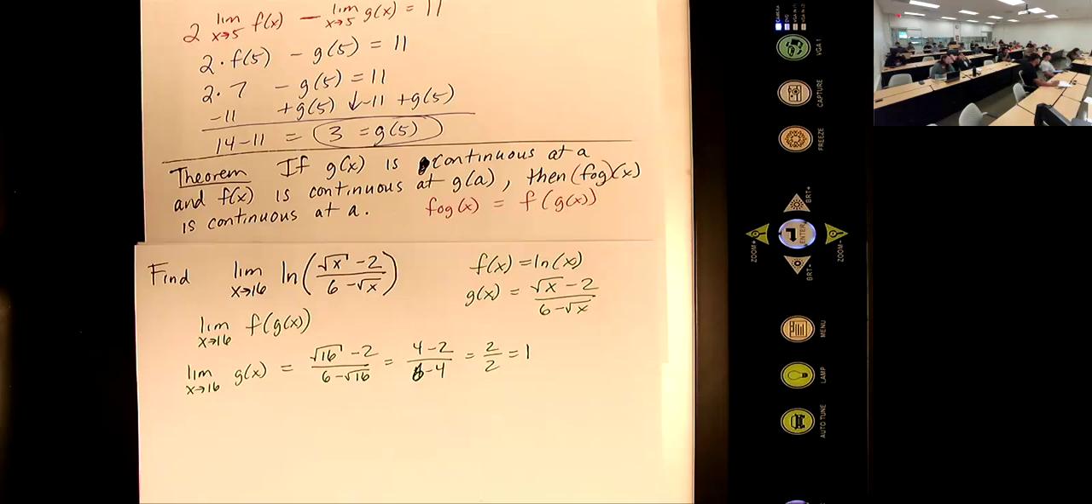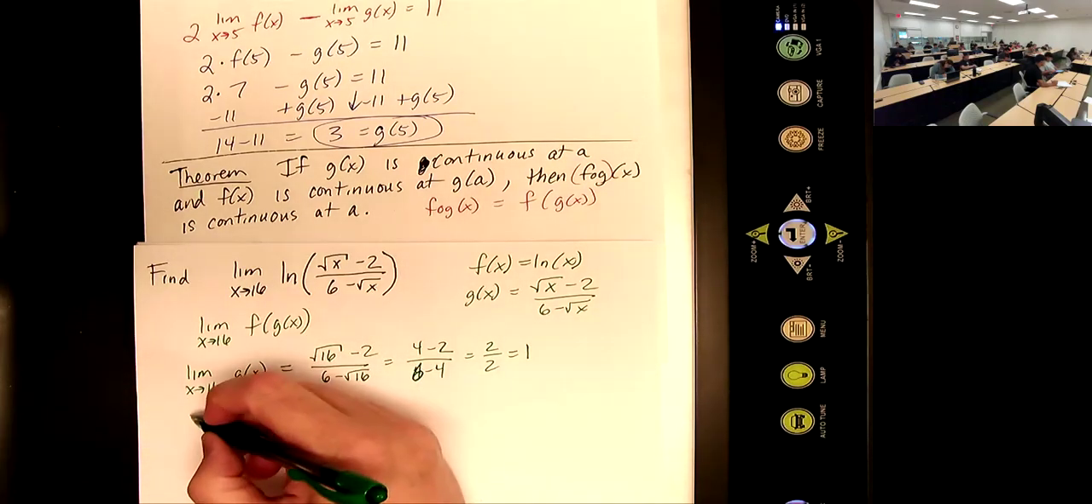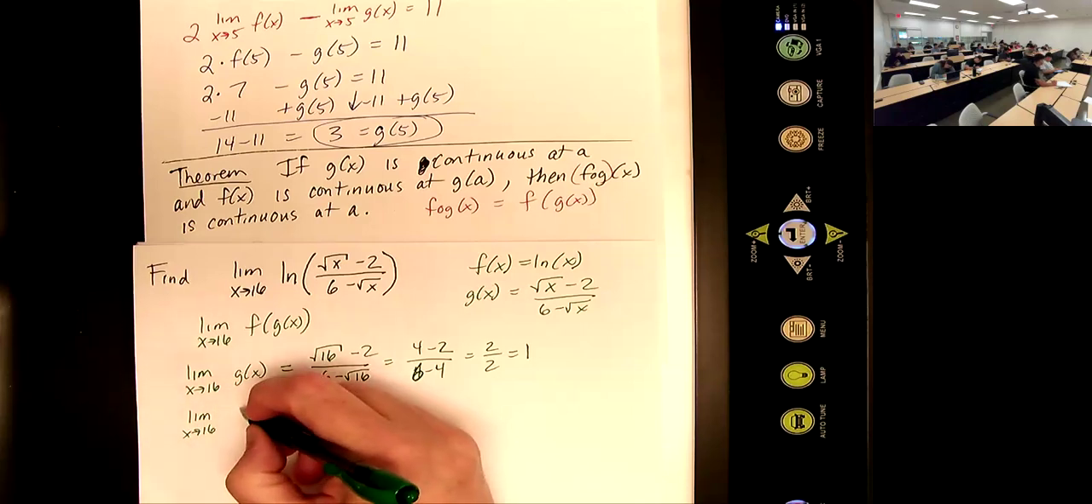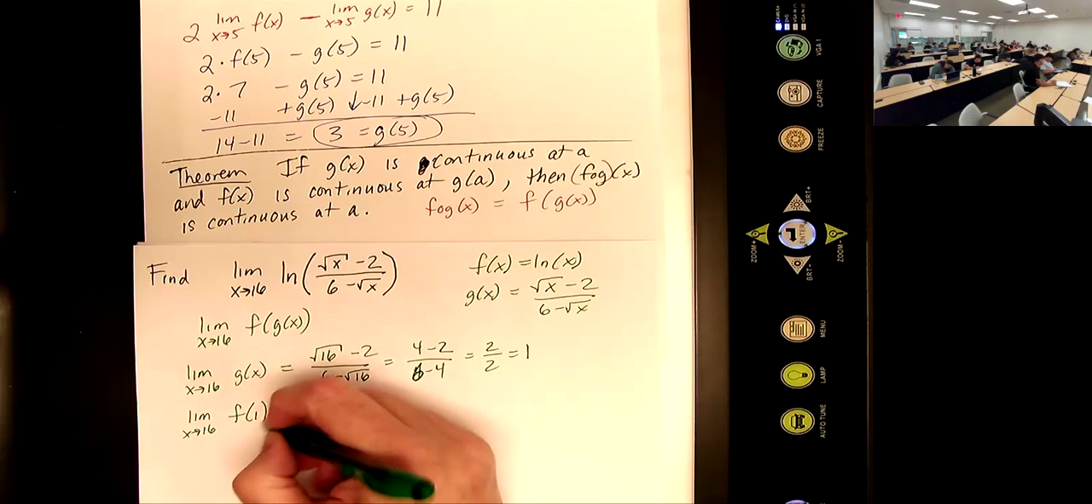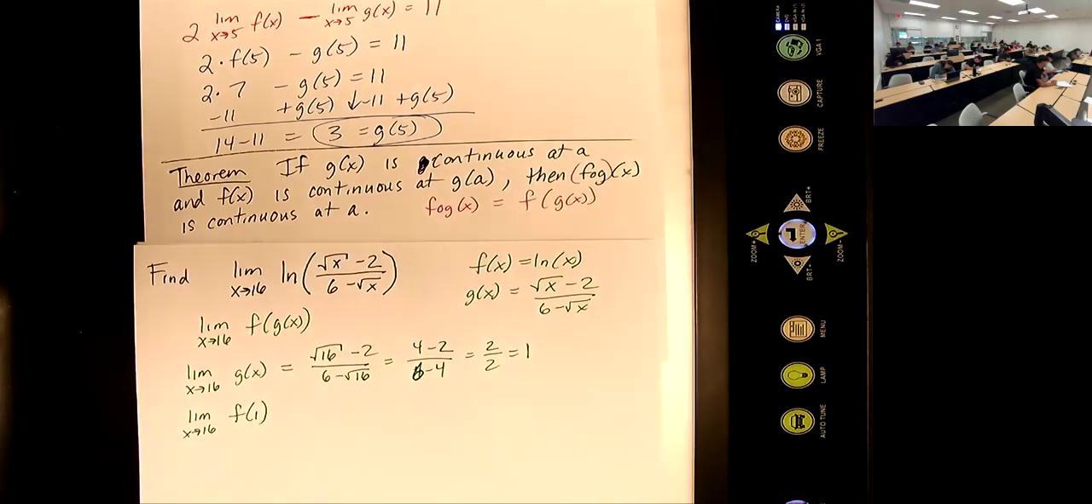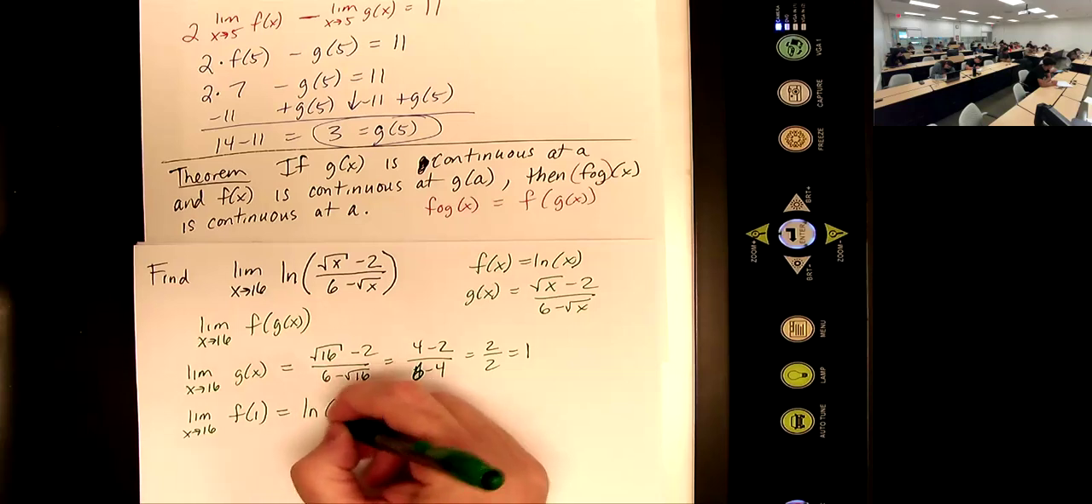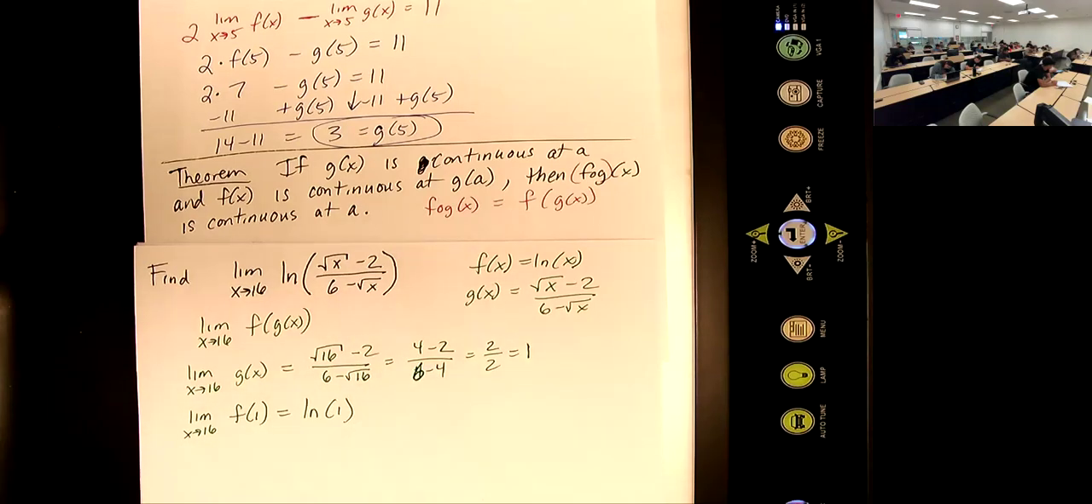And now we take that and we stick that into f. So now we want the limit as x approaches 16 of f of 1. Which is the natural log of 1. And what's the natural log of 1? 0.